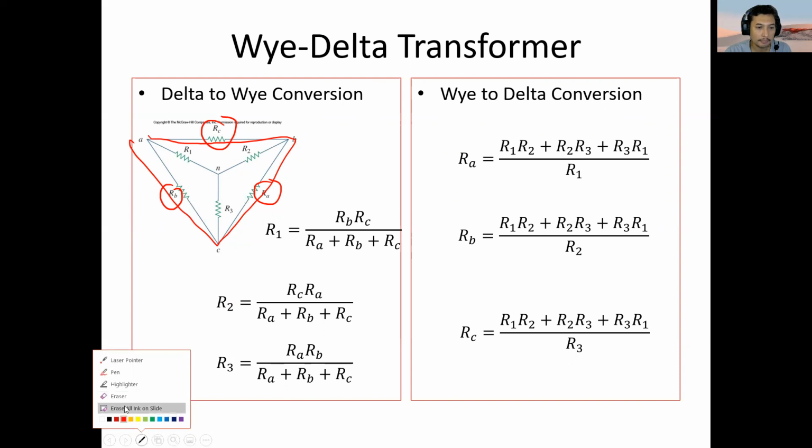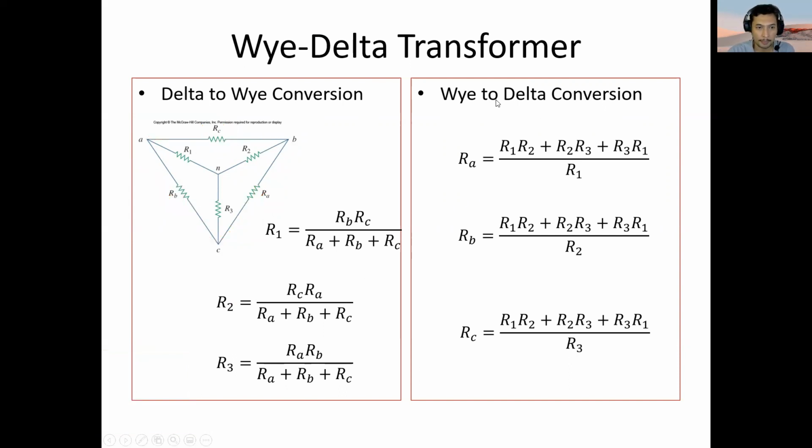If you have been given a Y connection, which is R1, R2, and R3, how can you transform this Y connection into a delta connection, into RA, RB, and RC? To obtain RA, for example, what we need to do is to multiply the adjacent resistors: R1 R2 plus R2 R3 plus R3 R1, and then divide by the resistor opposite of RA, which is R1.